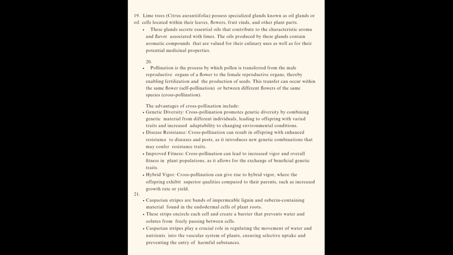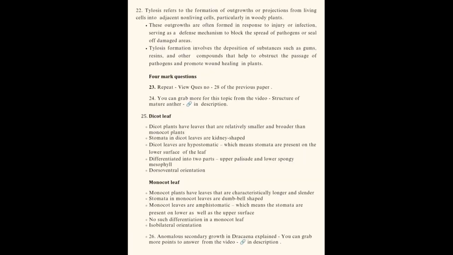21. Casparian stripes are bands of impermeable lignin and suberin-containing material found in the endodermal cells of plant roots. These strips encircle each cell and create a barrier that prevents water and solutes from freely passing between cells. Casparian stripes play a crucial role in regulating the movement of water and nutrients into the vascular system of plants, ensuring selective uptake and preventing the entry of harmful substances.